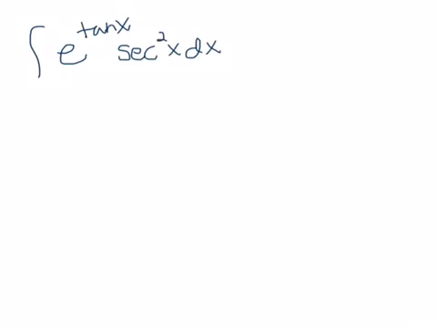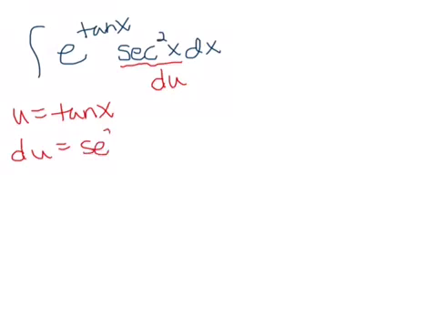Okay, picking u. Like I said before, we want to look for the innermost function, but we also want to help ourselves choose u correctly by looking at known derivatives. That secant squared should be recognizable as a derivative that you already know, specifically the derivative of tangent. So if the secant squared is the derivative, this is probably going to be our du, which means u will be equal to tangent x. du is equal to secant squared x dx.